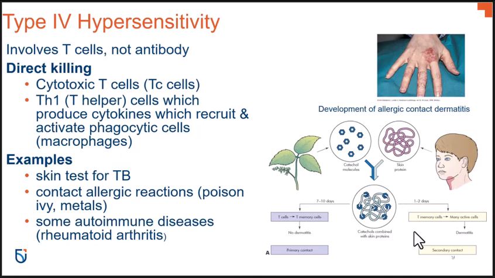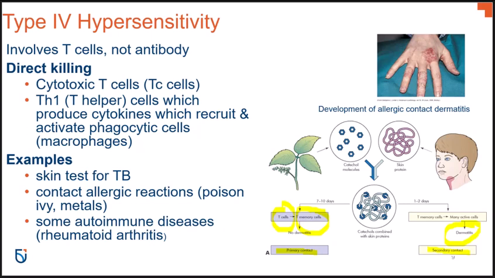So in this example here, it's showing the development of type 4 hypersensitivity specifically to poison ivy. In this case, when we look at the primary contact, there's going to be some activation of T cells and some memory cells, but there's not going to be any rash, what we call dermatitis, inflammation of the skin. But the second contact, now that the person is sensitized to the allergen, is going to activate a type 4 cell-mediated reaction that causes dermatitis or inflammation of the skin.